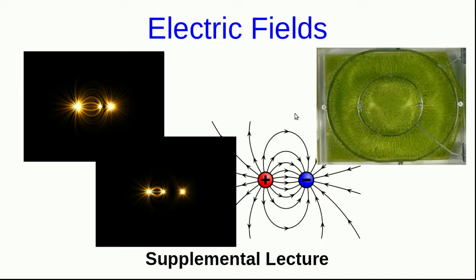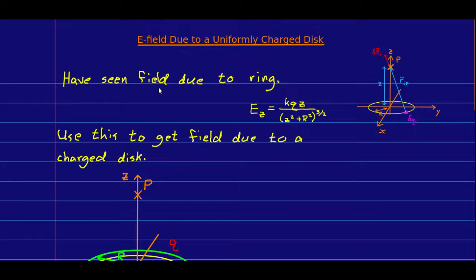Hello, this is a supplemental lecture for the electric fields unit of Phys 1204. The main thing I'm going to do is get the E field due to a disk of charge, but there are also a few other things from various of the lectures in this unit that I want to clean up a little bit. We've already seen how to get the field due to a thin, uniformly charged ring of charge.